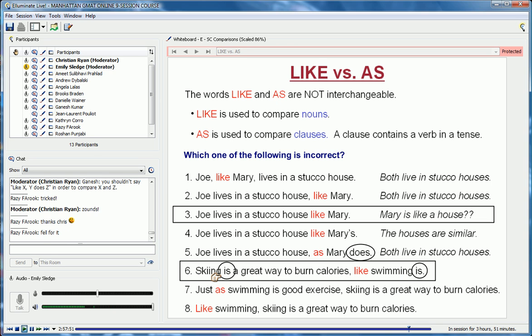And to answer your question, Andrew, if it were as, yes, it would be correct. As swimming is, nicely parallels as skiing is. And that's in fact what we see in 7, just with the order reversed, just as swimming, skiing is. So as is used correctly there with 2 verbs. And in 8, I think this is maybe where a couple of you got snagged. Swimming and skiing, remember those are treated as nouns. Those are gerunds. So there is only one verb here, and it is. So like swimming, skiing, that's an appropriate noun comparison.